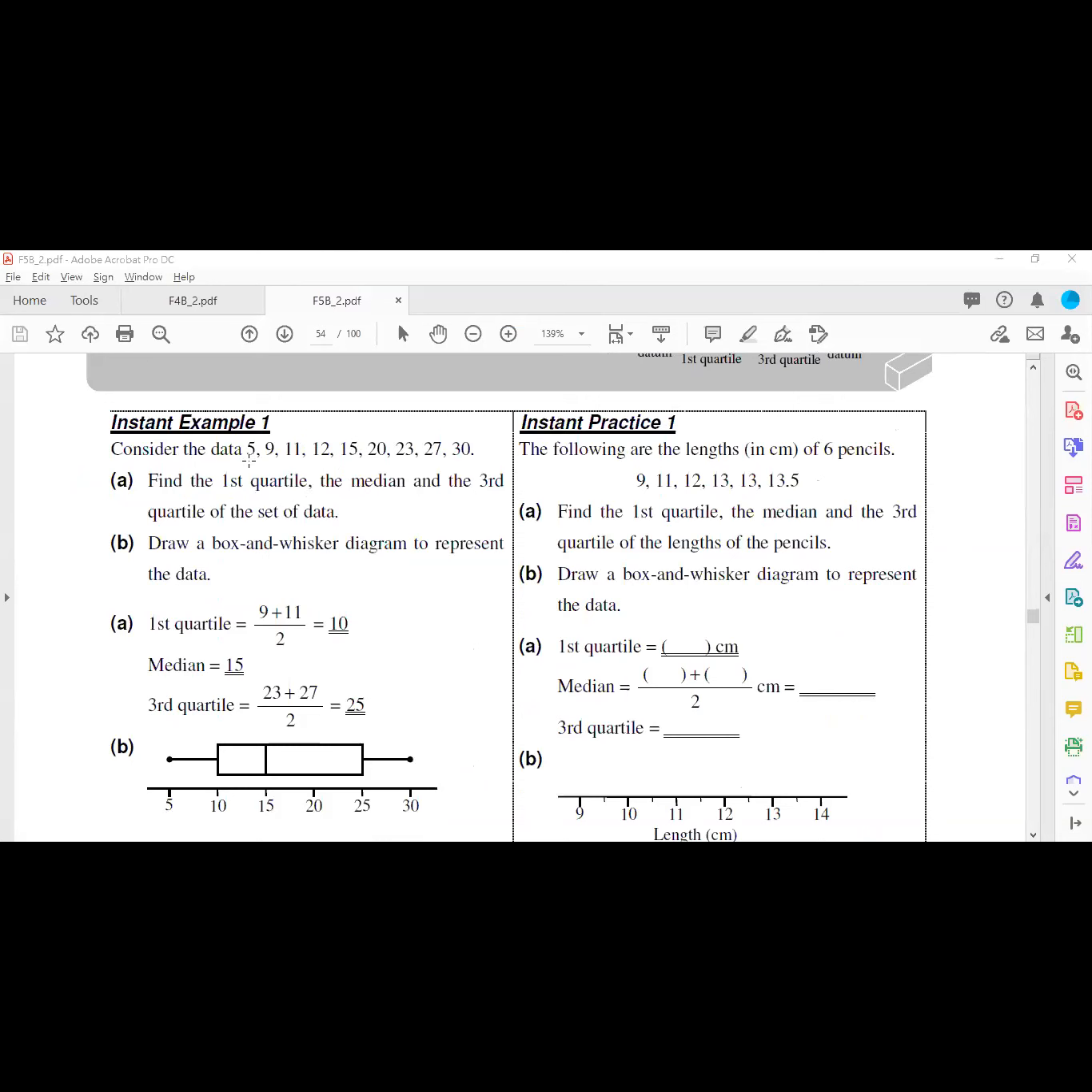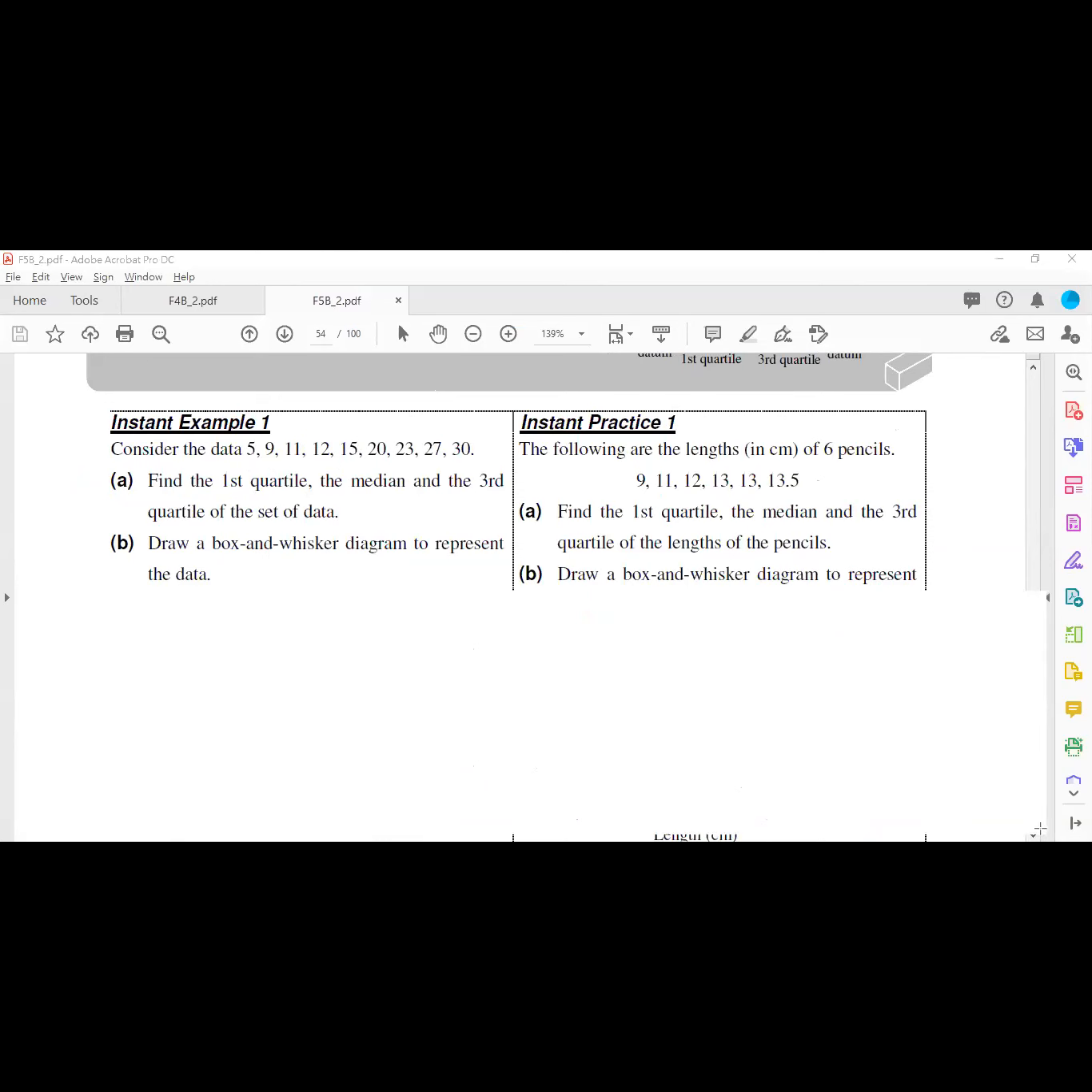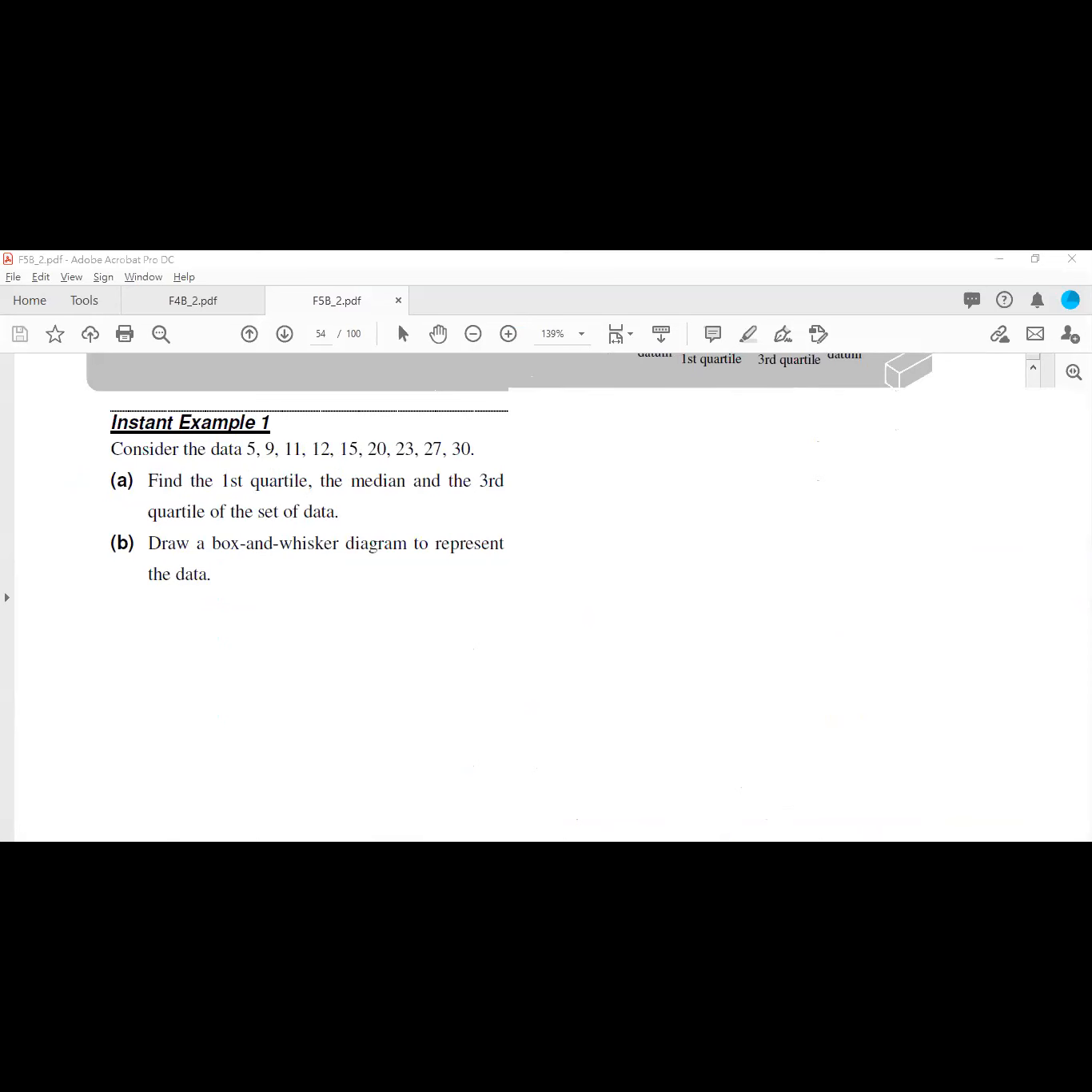Consider the data 5, 9, 11, and so on. And find the first quartile, the median, and the third quartile of the set of data. First quartile is Q1. Okay, this one is Q1. Median is Q2. Third quartile is Q3.